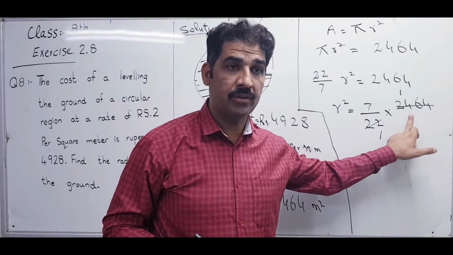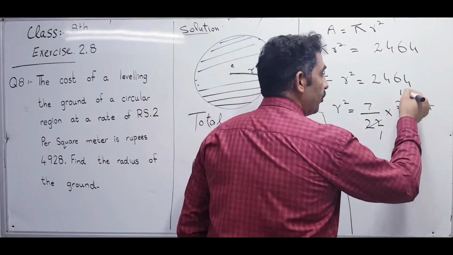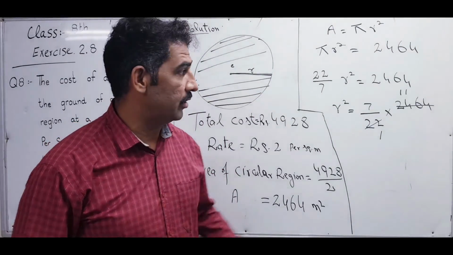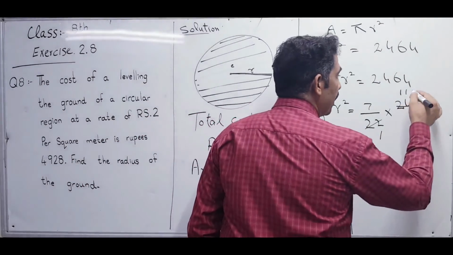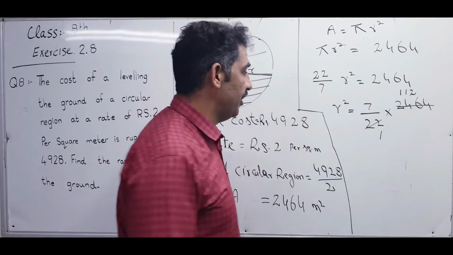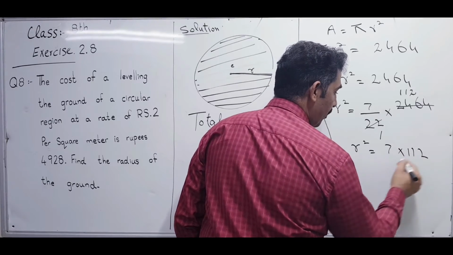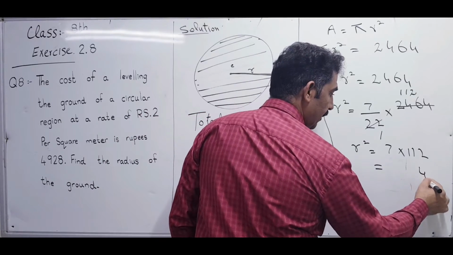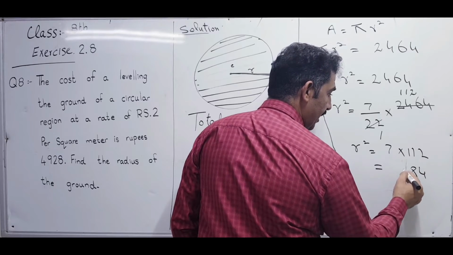So when I am dividing directly, 22 ones are 22. The remainder is 0, 6 नीचे आएगा 26. Then again 22 ones are 22. 26 minus 22, what is that? 4. And this is also 4. नीचे आएगा 44. And 22 twos are 44. So what is remaining? 112. r square is equal to 7 multiplied by 112. So when you multiply by 7, 7 twos are 14, 7 ones are 7 and 1 carry makes 8, and 7 ones are 7.